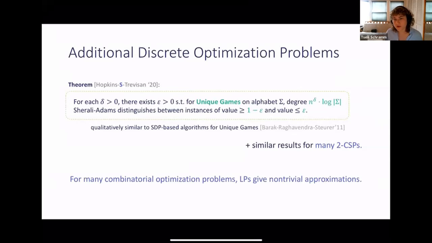Okay, so the bottom line is that for many combinatorial optimization problems, we can show that linear programs give non-trivial approximations. I sort of rushed through the history at the beginning, so now let me unfold the history a little more slowly and convince you that this is a surprising result.